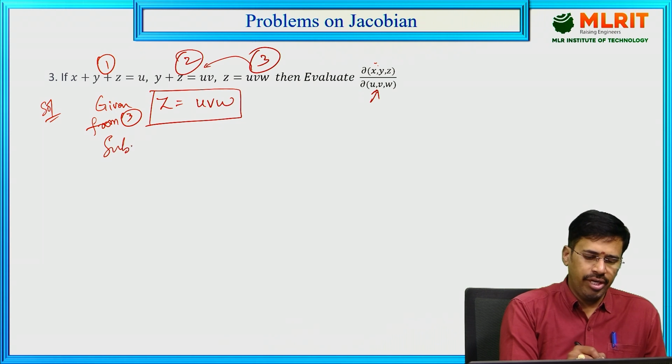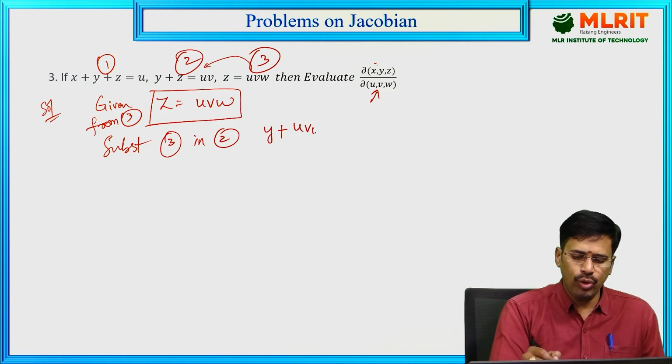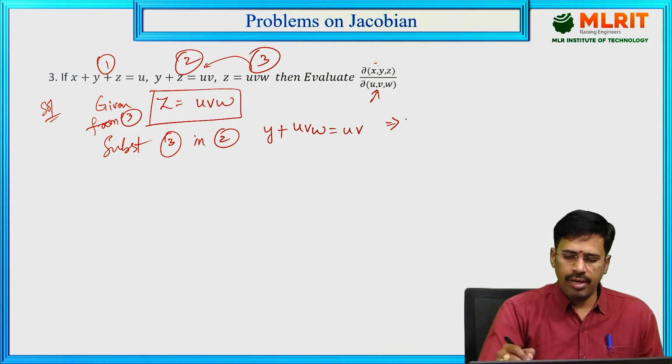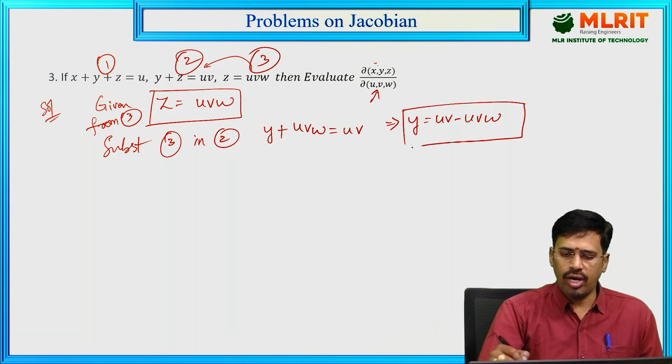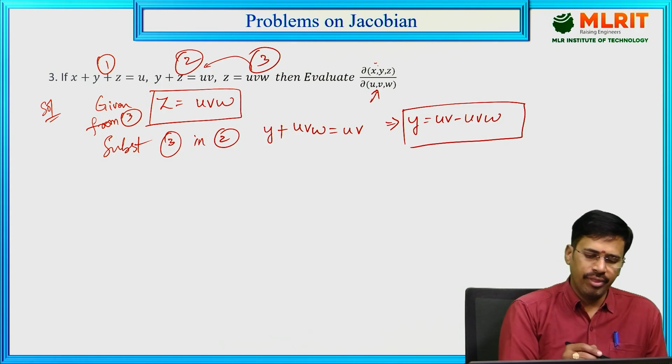So substitute the z value in equation 2. So we get y plus z, z means uvw, that equal to uv. That implies y is equal to uv minus uvw. So I got the y value in terms of u, v, w, right?